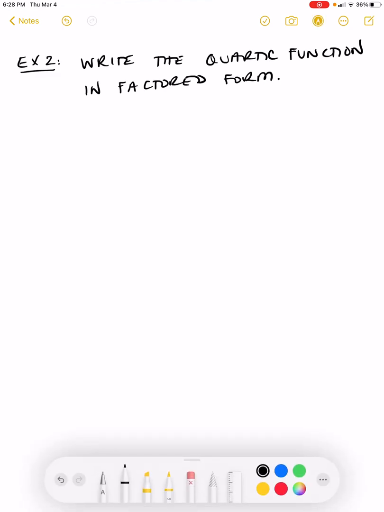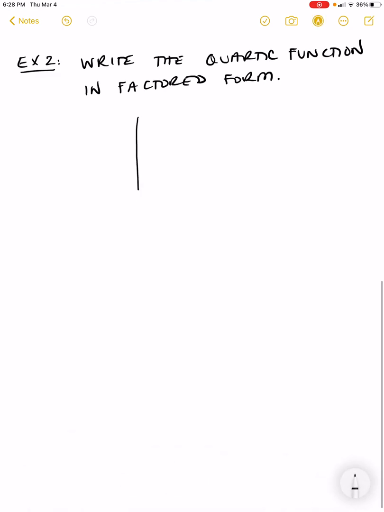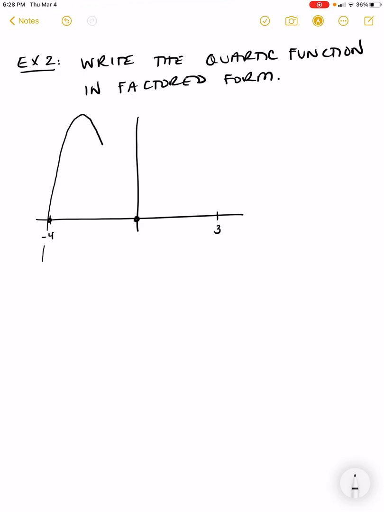When you do this on your homework, there'll be a graph that's already included, but I don't have that luxury right now. So we're going to do our best to sketch a picture. One of the zeros is going to be negative 4. It's going to hit right here at 0, and one of the zeros is going to be at 3. So the polynomial is going to come up, go up and hit this absolute maximum.